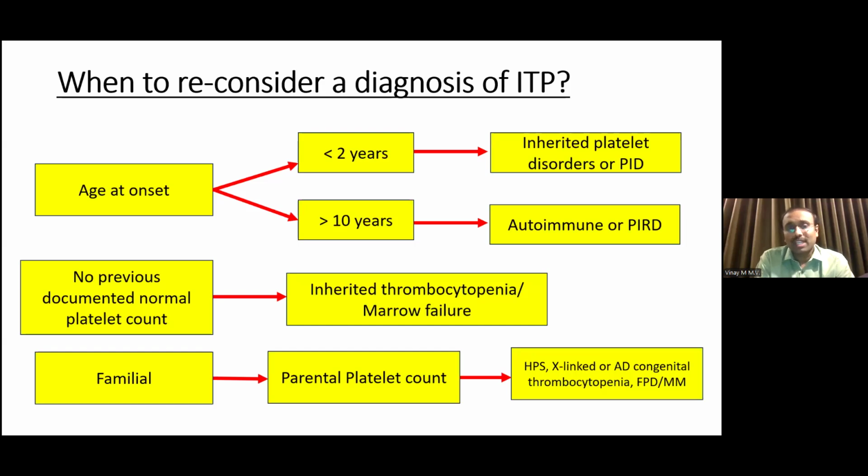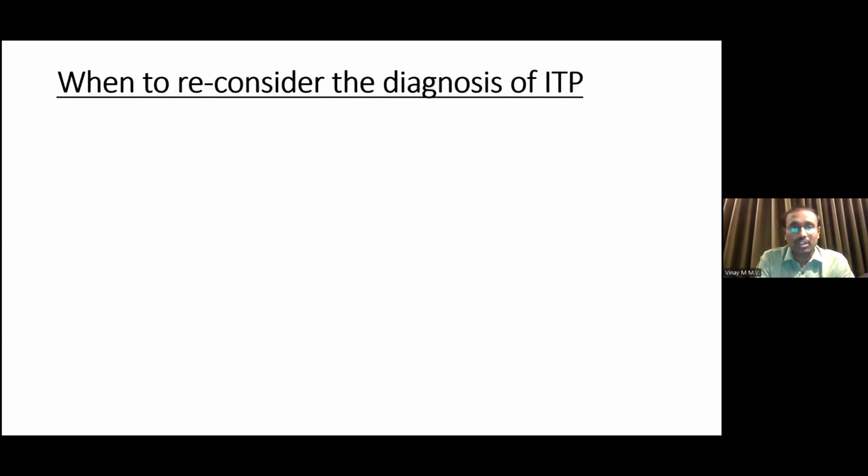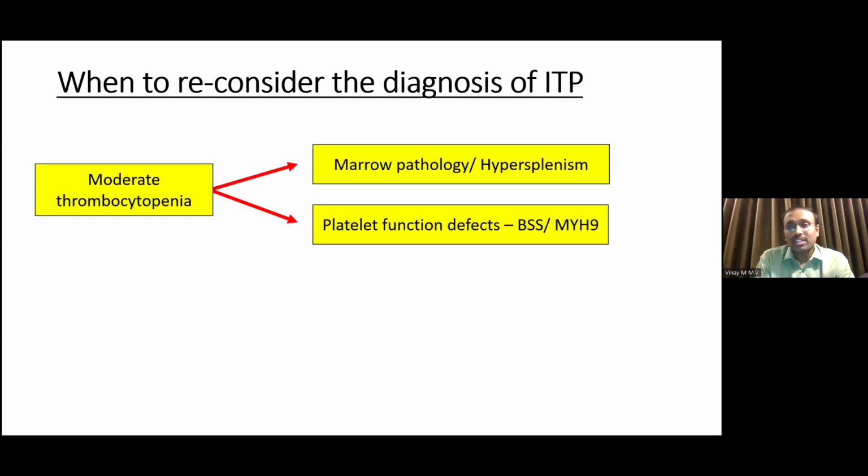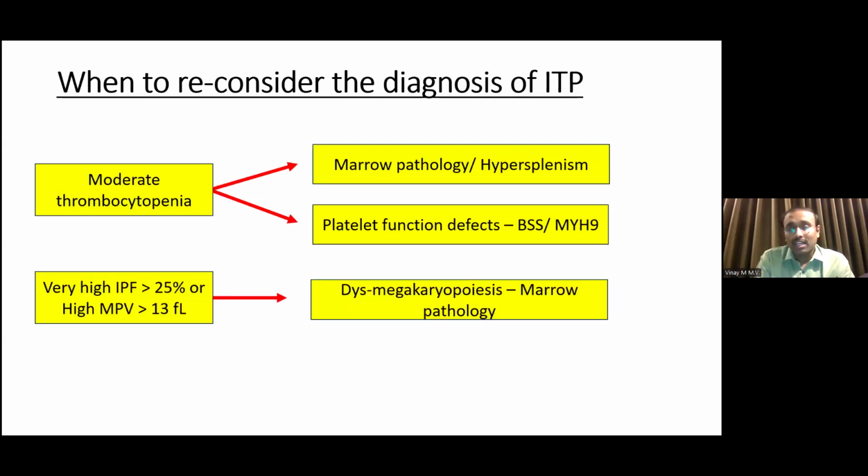Familial thrombocytopenia: that means if we see thrombocytopenia in the kid not getting better, and the parents also have thrombocytopenia, we may have to consider things like gray platelet syndrome, X-linked, or autosomal dominant thrombocytopenia. Moderate thrombocytopenia: ITP usually presents with severe thrombocytopenia. If it is moderate, it may be marrow pathology or hypersplenism, or sometimes platelet function defects or an evolving marrow failure syndrome, and may not be ITP.